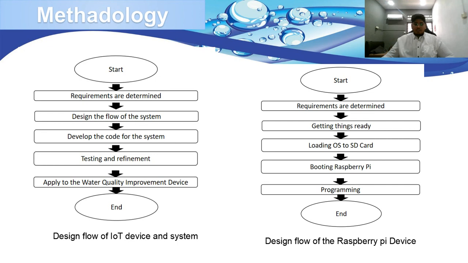And in this methodology, we talk about the design flow of the IoT device system and also the design flow of the Raspberry Pi system. In the design flow of the IoT device system, we start by determining the requirements of the system itself, and after that designing the flow of the system. After designing the flow, we have to develop a code for the system where it allows the sensor to receive data and send the data to the Wi-Fi module, which then sends it to the router and then to the server itself.